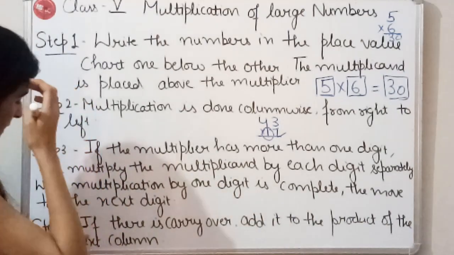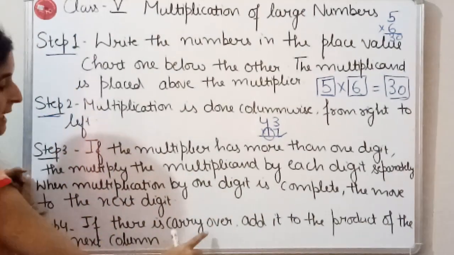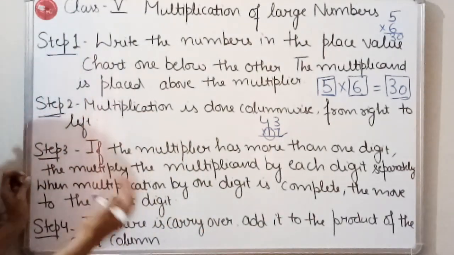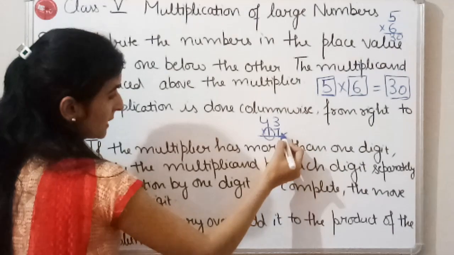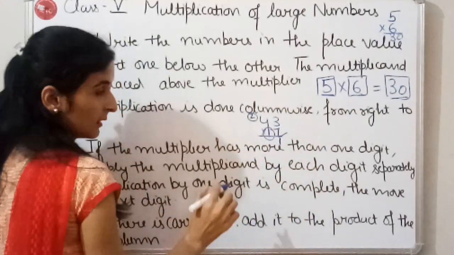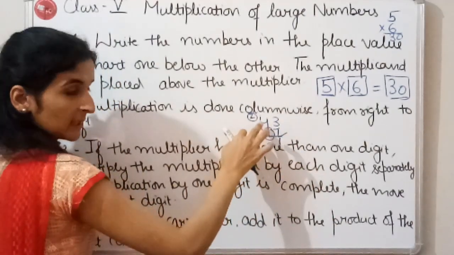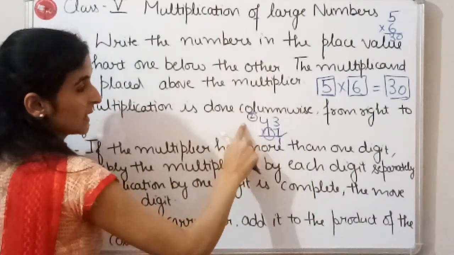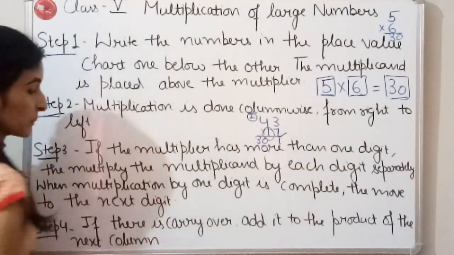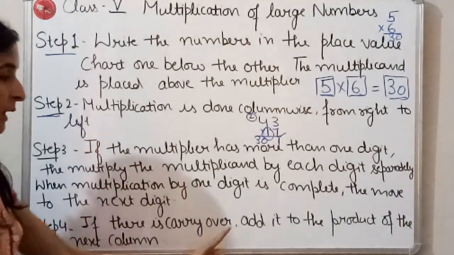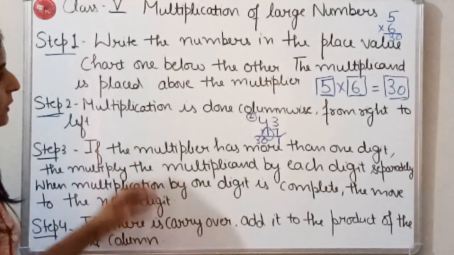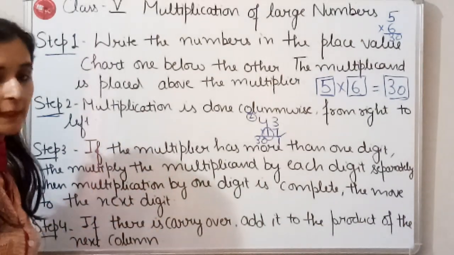Okay, now the step 4 is if there is carryover, add it to the product of the next column. Suppose there will be carryover now, 7 3s are 21, so 1 will be here and we will put 2 carry here. Then 7 4s are 28 and we have to add this 2 to that 28. So that will be 30. So if there is carryover, add it to the product of the next column. Okay, so these were the steps to do multiplication of large numbers.